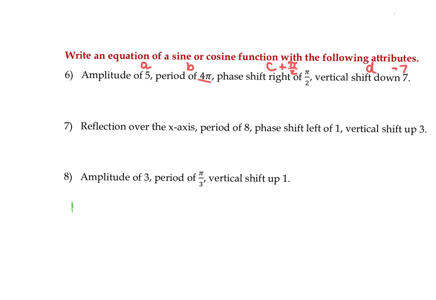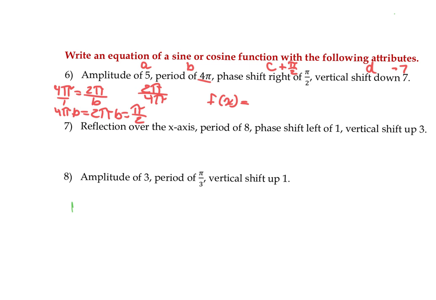So the first thing I'm going to do is I'm going to take my 4 pi, and it equals 2 pi divided by b. Okay, so I think about cross products. 4 pi b equals 2 pi. And then I take that 2 pi and I divide it by 4 pi, and I get pi over 2 is my b value.